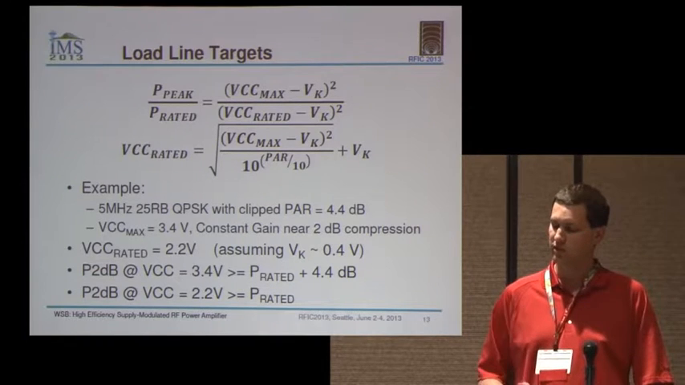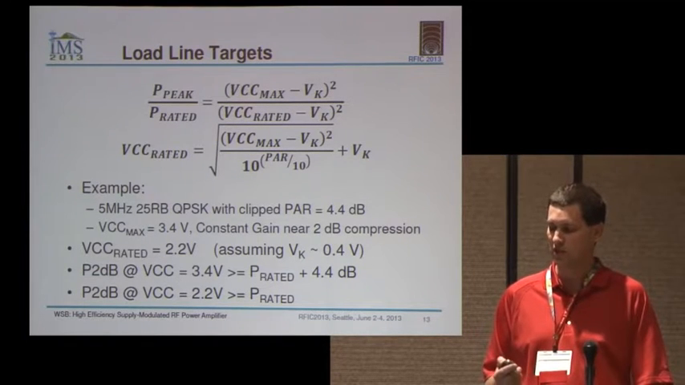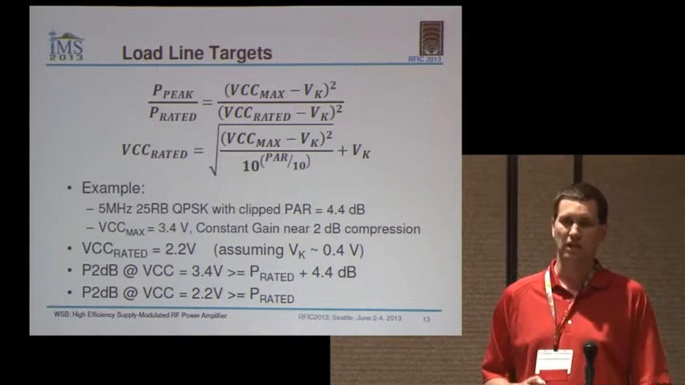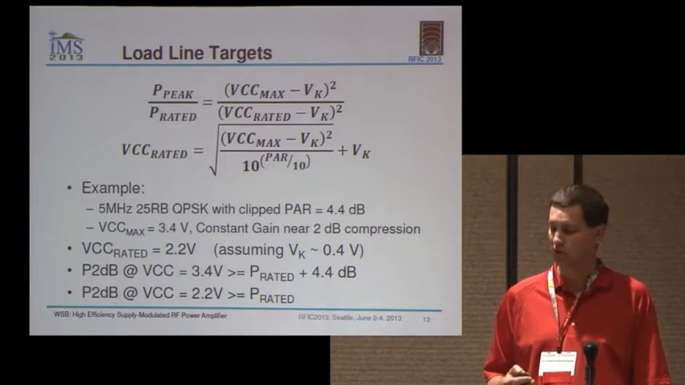So basically, that tells us our power capability that we need to design into the PA. We need to design a 2 dB compression point that's at least equal to our P-rated target, and we need to design a 2 dB compression point at 3.4 volts that's at least equal to the P-rated plus the peak to average ratio where we want clipping to occur.